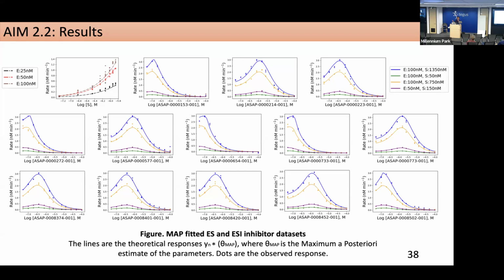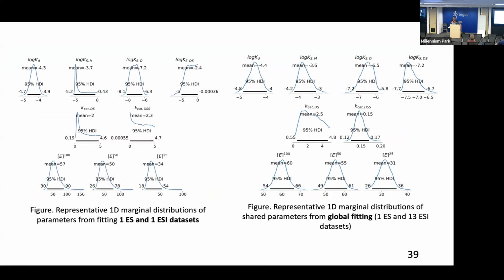These are for different inhibitors. Some of the parameters in this are shared. Some of the parameters are different between them, because each inhibitor has a different affinity, or a different ability to bind to the protein. But then some things about the protein are the same. So those parameters related to the protein are the same in this global fit. We can also see that the credible intervals, the highest density intervals, are smaller. We have a better idea of what some of these parameters are when we have more data.